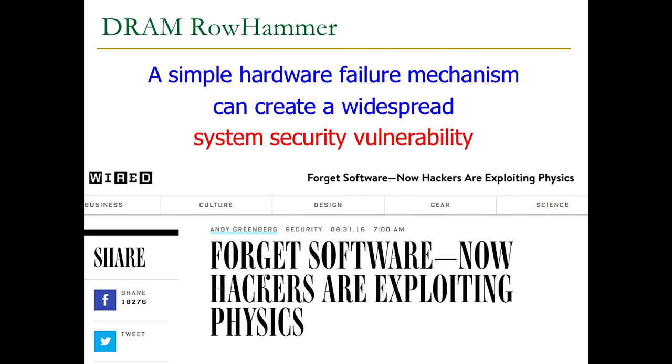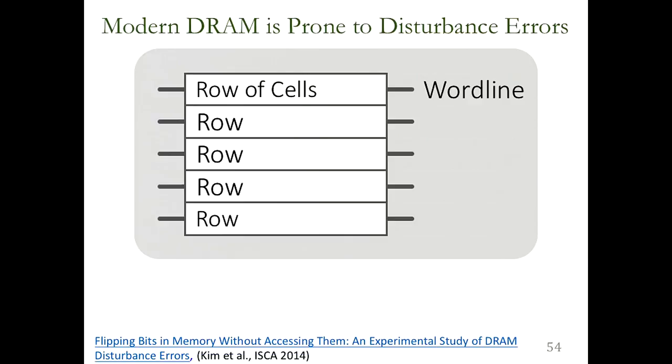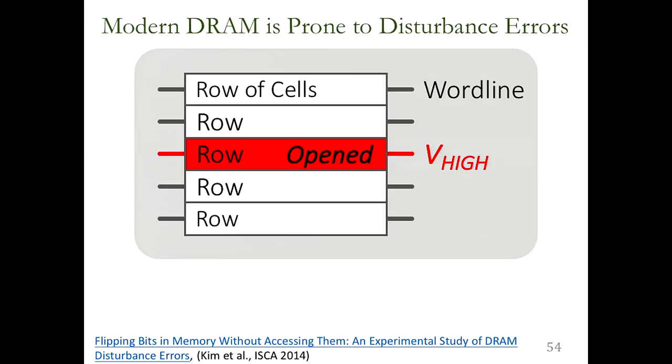This is an example of the problem that we're having with memory, basically. We're having so many problems with reliability that they're already causing system security vulnerabilities. And I've shown you this picture before. Basically, the problem is you need to access a row if you want to access a byte in memory. And for that, you need to activate the row.